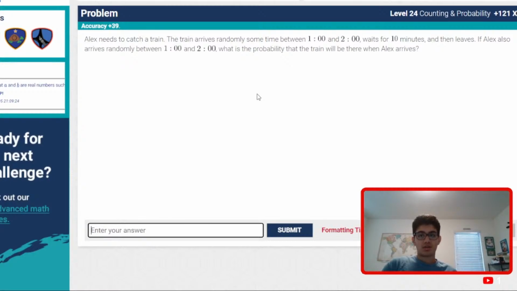Alex needs to catch a train. Okay, this is the same exact thing, but now with 10 minutes instead of 20 minutes. So let's do it, and let's do it right this time. So I think we put Alex at the bottom and the train on top on the left here. What timings do we have here? 1 and 2. So 1, 2, 2. The train will basically go like this. Sorry, like this.